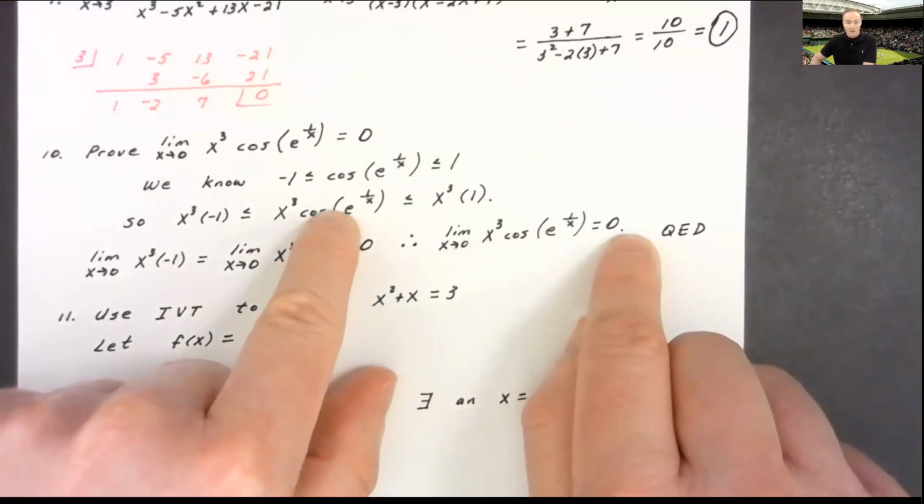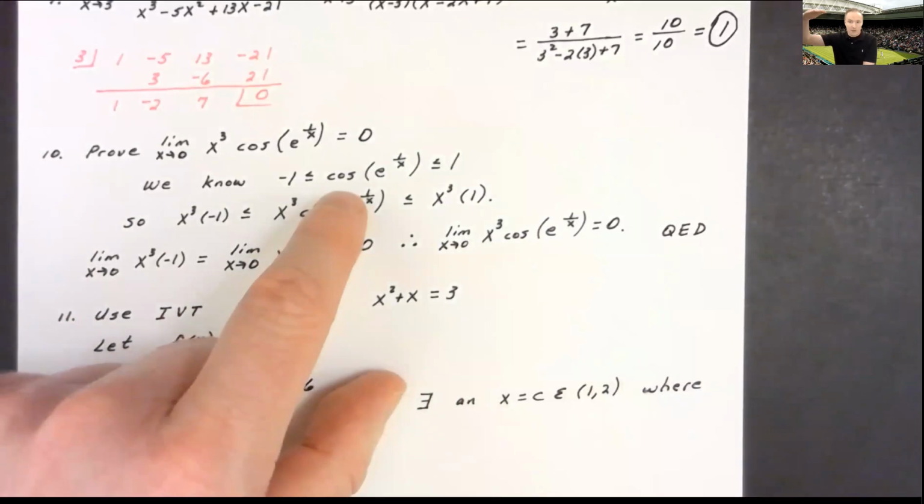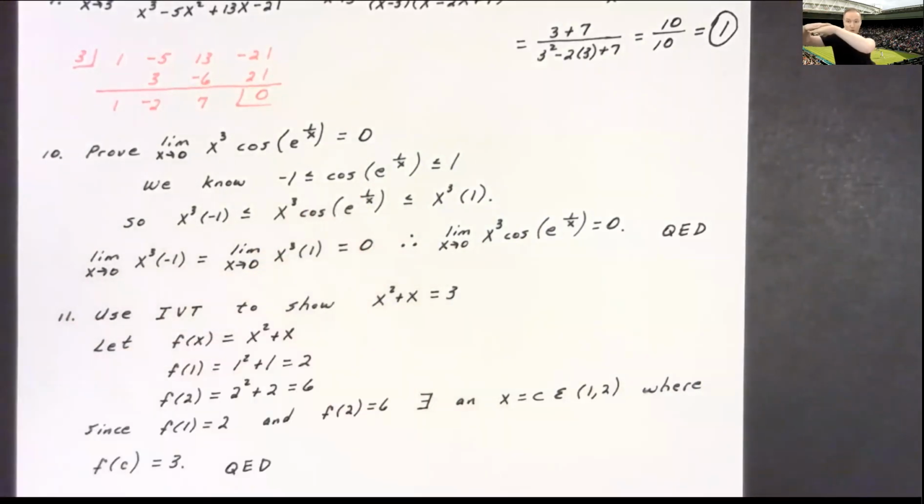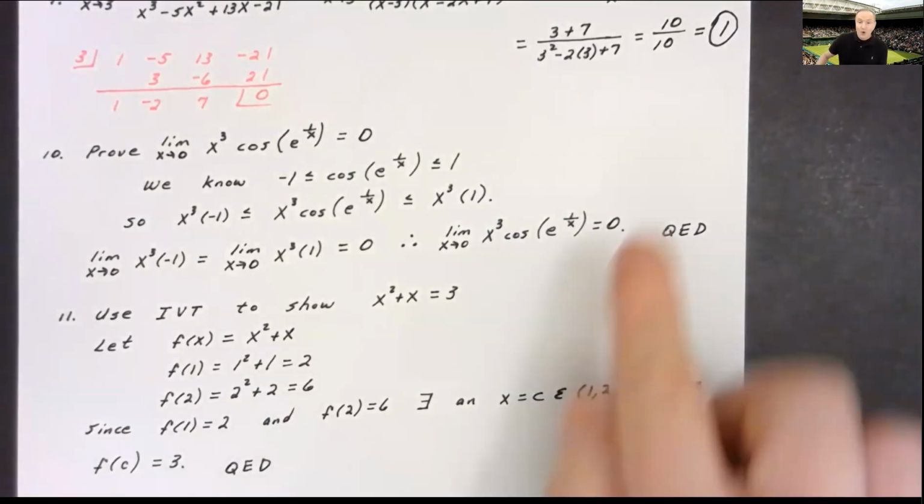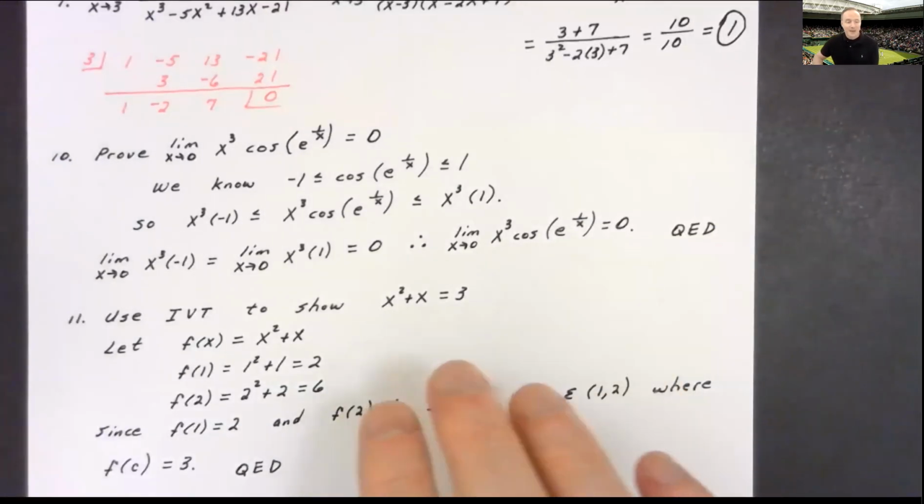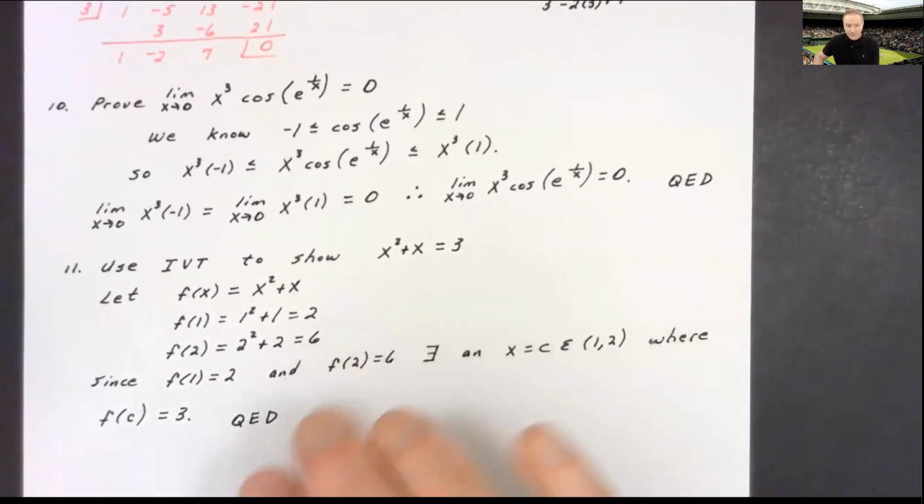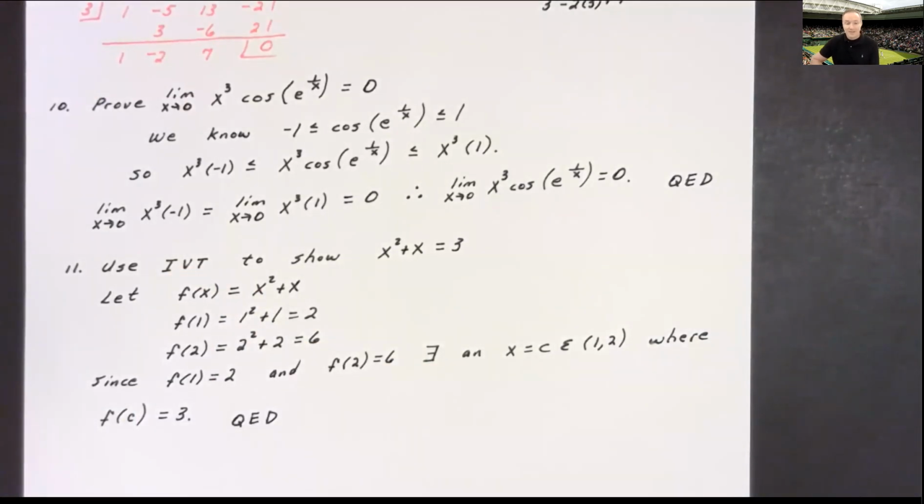This is concluding your squeeze theorem. We chose a top function, we chose a bottom function, showed that they had the same value. The function in between also has to have that same value. Quod erat demonstratum. For number 11 here, anytime you're saying IVT, that's the intermediate value theorem. I'm asking you to use the intermediate value theorem to convince me, or to convince yourself, that x squared plus x has to equal 3. Okay, so the intermediate value theorem only applies to continuous functions. So I'm only going to give you a continuous function.